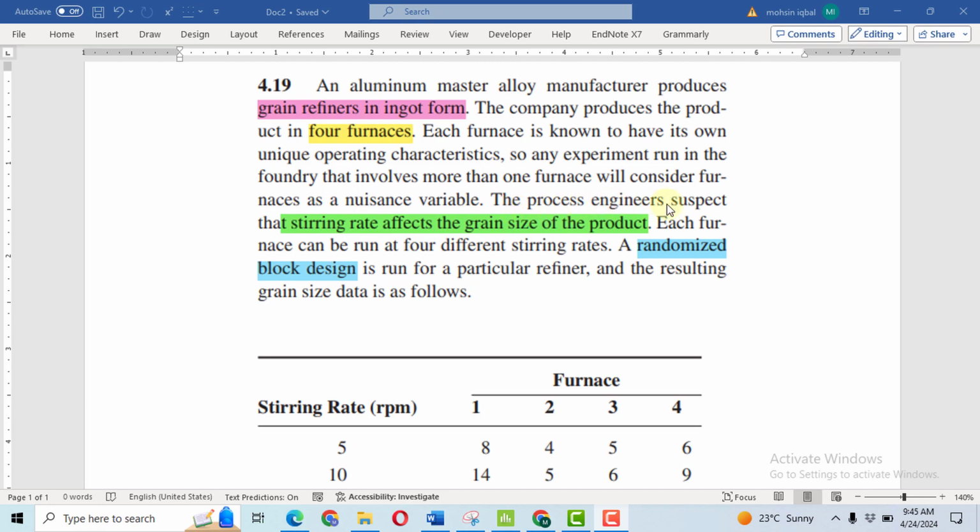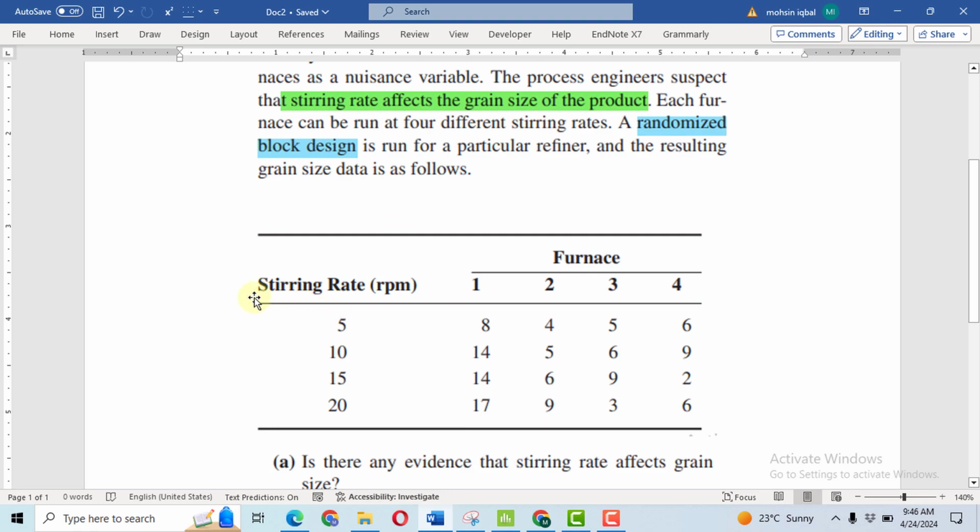The process engineers suspect that the stirring rate, now this is our treatment, affects the grain size of the product. Each furnace can be run at different stirring rates, so a randomized block design is used in particular. So we have this data, the treatment stirring rate, 4 different treatments, 5, 10, 15 and 20 RPM, and these are the 4 furnace types. These 8, 4, 5, these are my response variable values or grain size values.